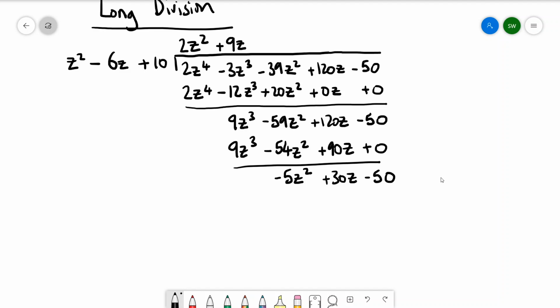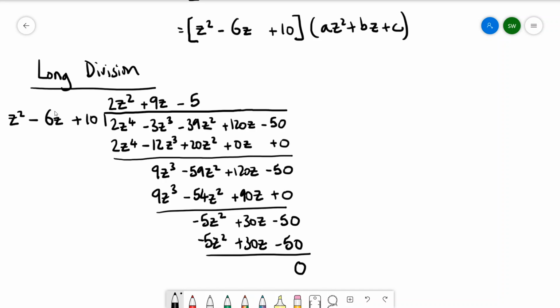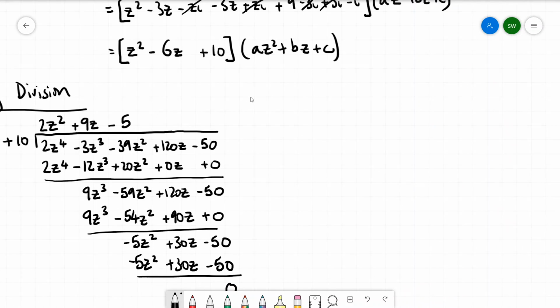What do you have to times z squared by to get minus 5z squared? That's minus 5. And then let's times minus 5 by everything on the outside. So minus 5z squared plus 30z and minus 50. And then we should just check if you do the top line take away the bottom line, you get a remainder of 0, which is good. And that means that this quadratic goes perfectly into the quartic. Okay, next let's do grid method.